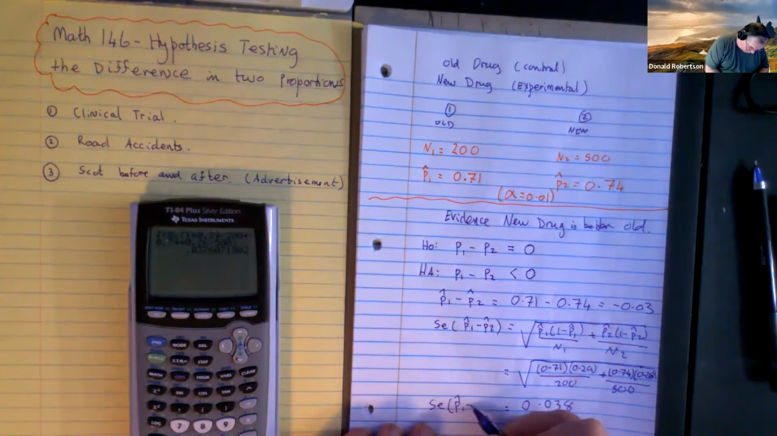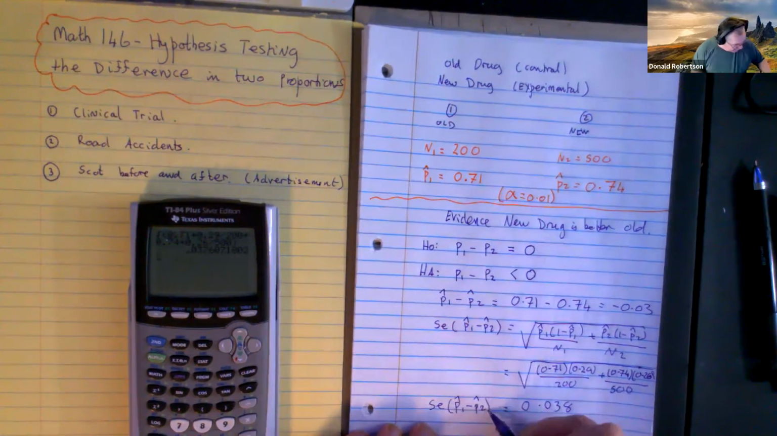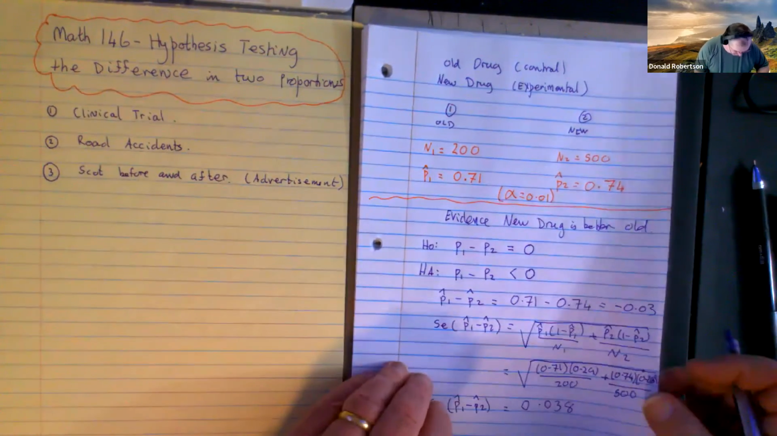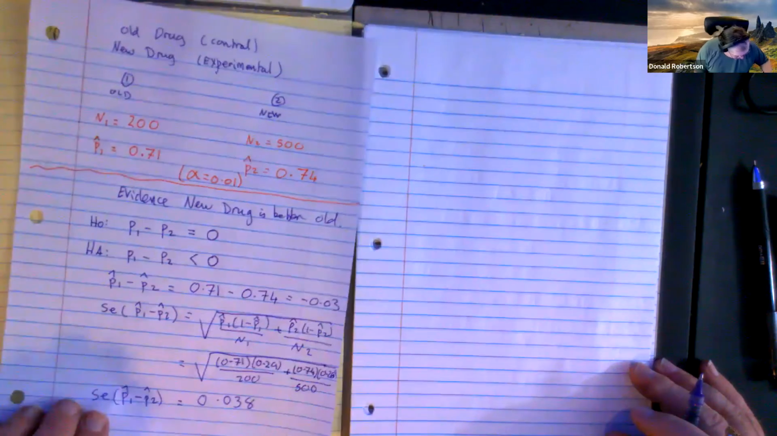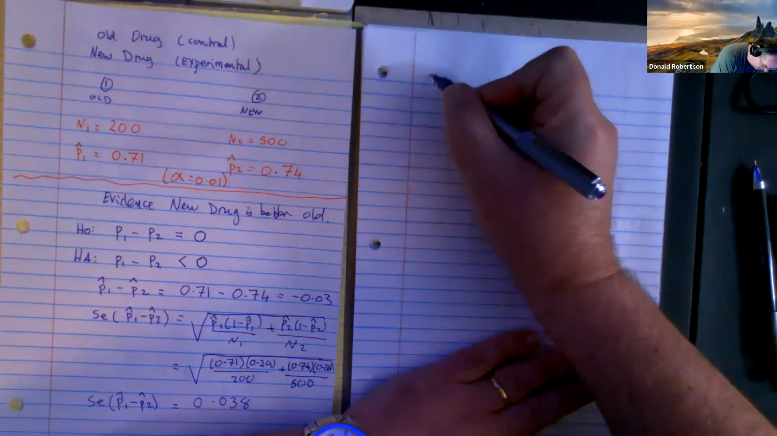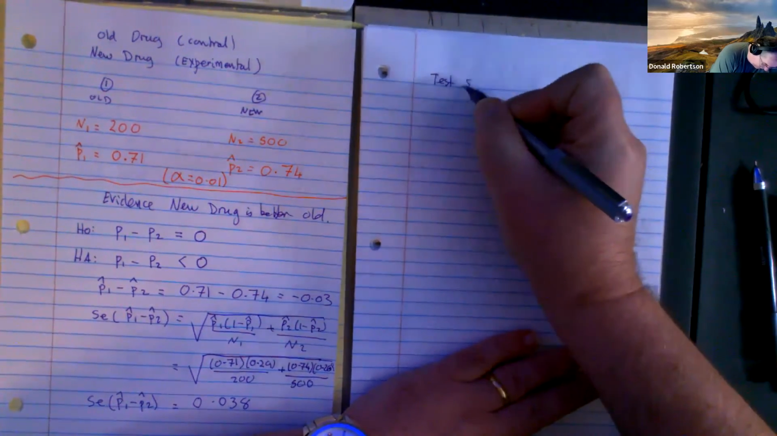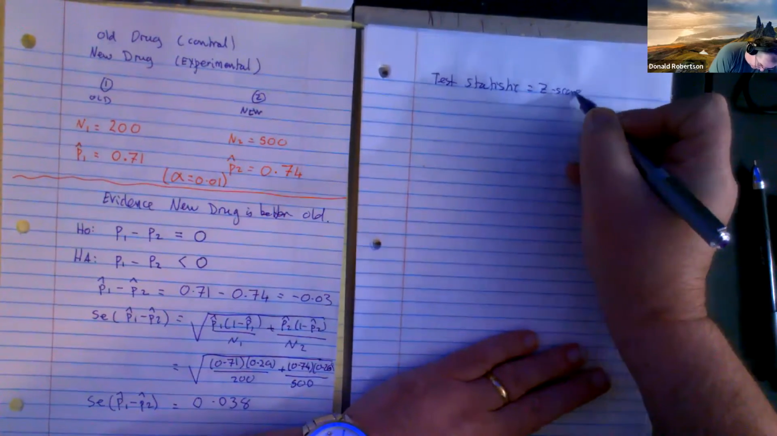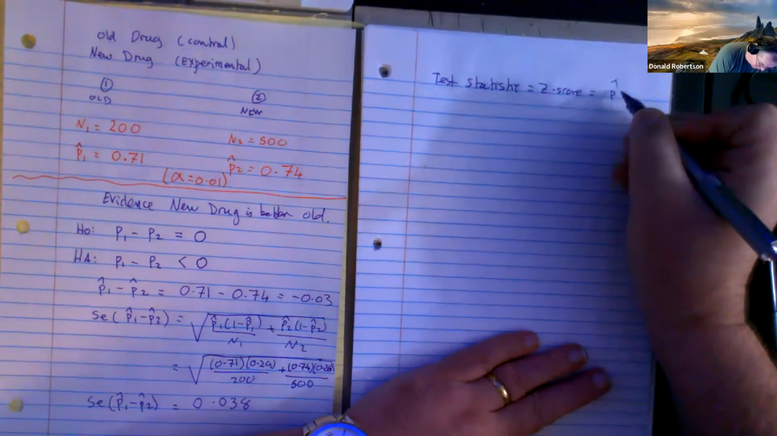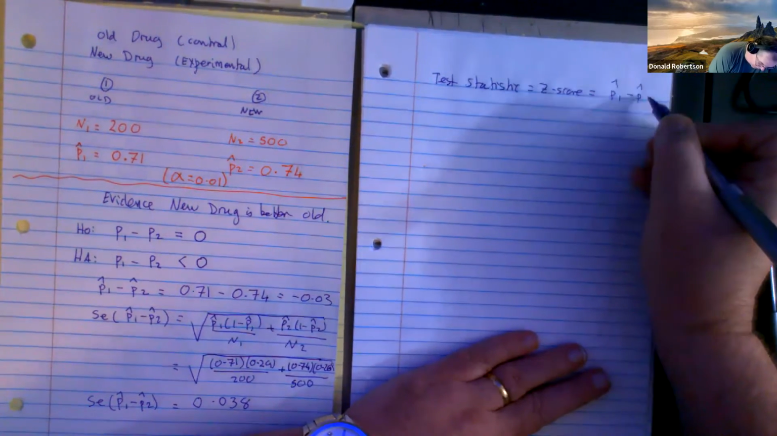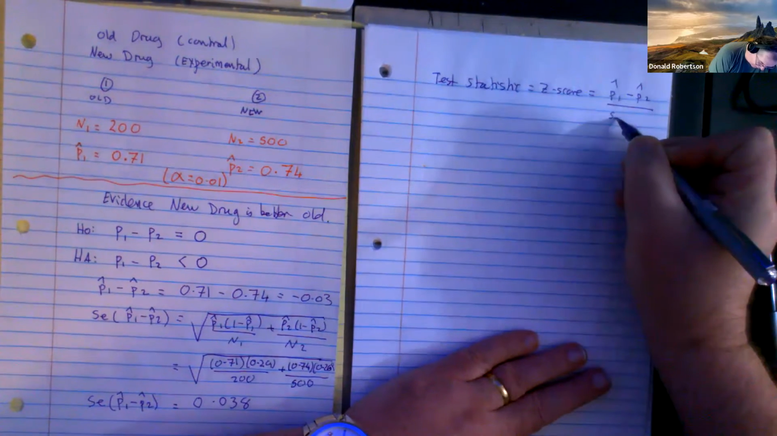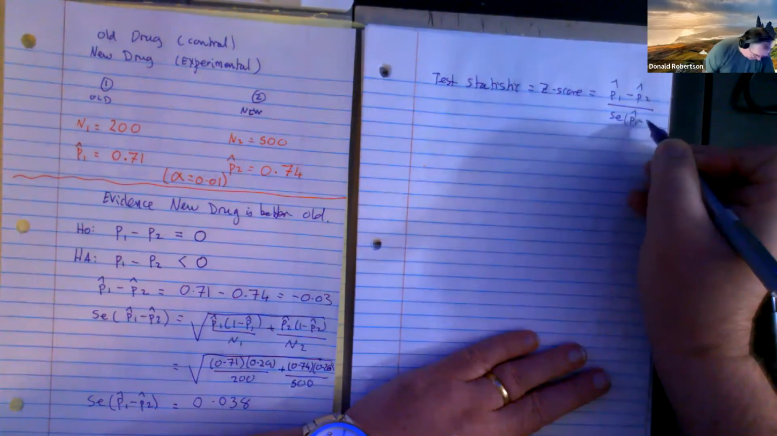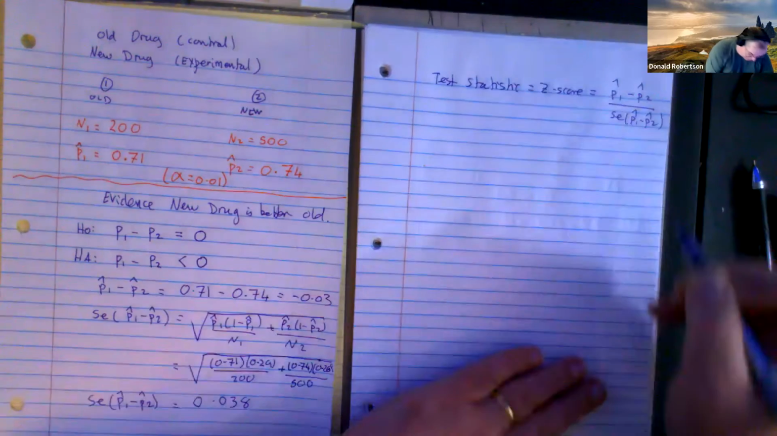Now, our goal right now is to find the Z-score, the test statistic. But to be able to do that, we needed to know this guy and this guy, because the test statistic means the Z-score. That's just another name for it. And the formula for it is P1 hat, take away P2 hat over the standard error. And that's why we calculated these guys.